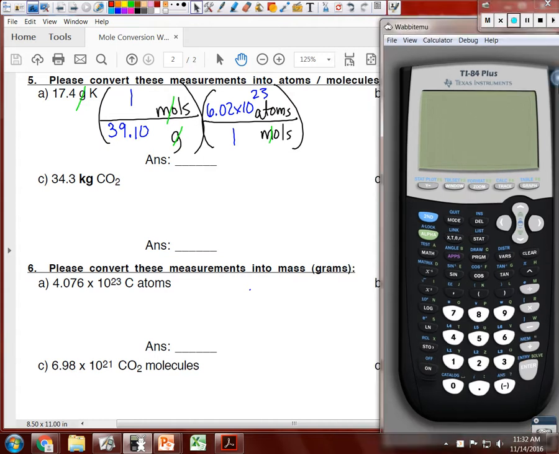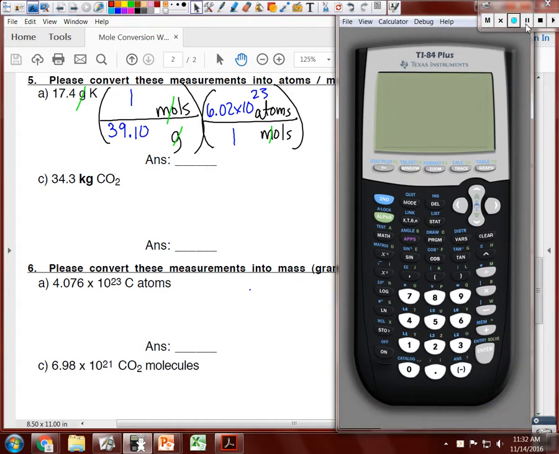As you're plugging it in, I'm going to put it up here and see if you get the right answer. You have a question or an answer? Okay, go ahead. Absolutely. Matter of fact, let me show you. Okay, so I'm going to do parentheses 17.4 times 6.02 times 10 to the 23, close parentheses, divided by 39.1, and there's your answer.